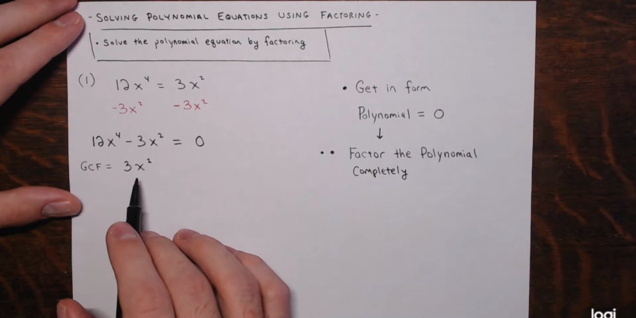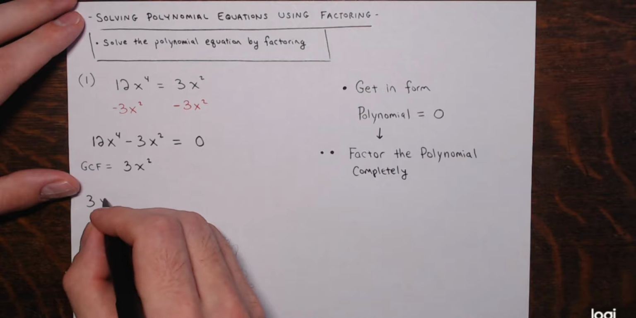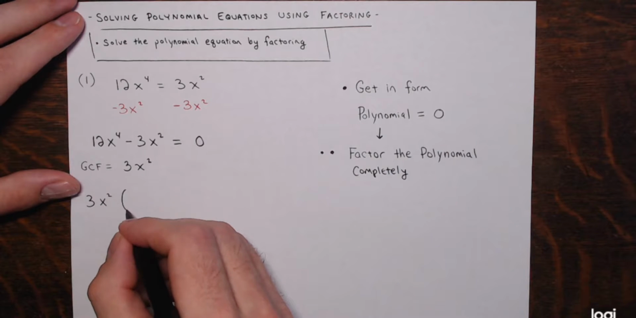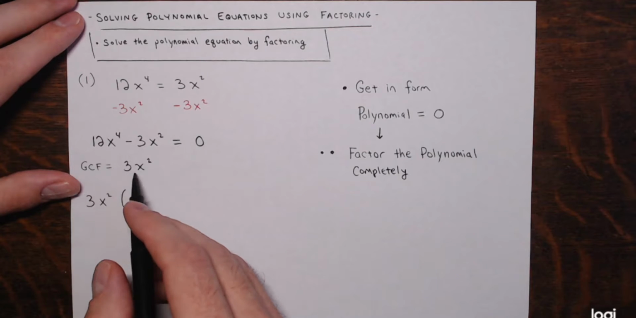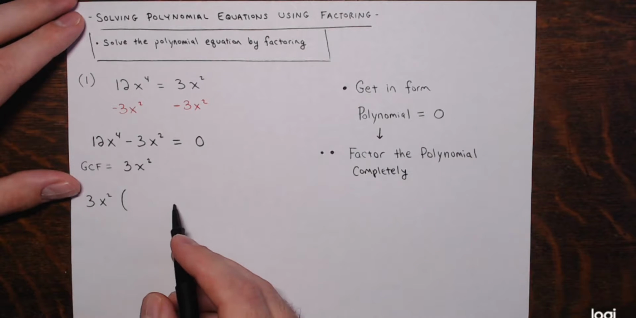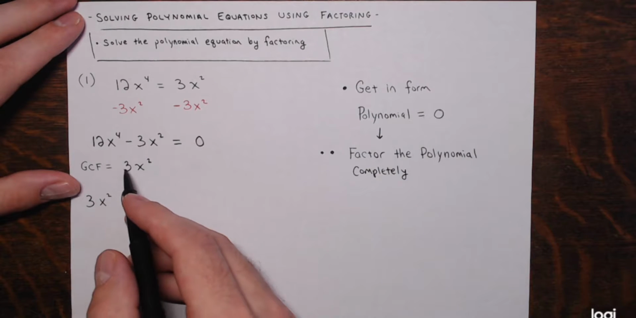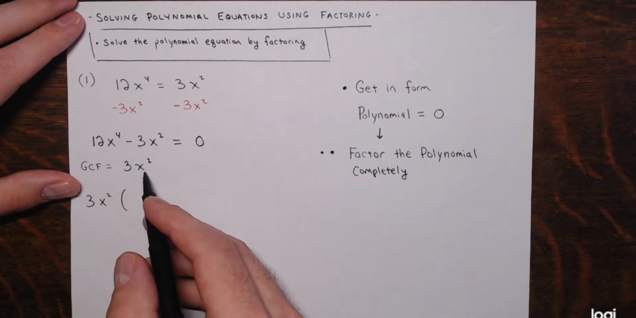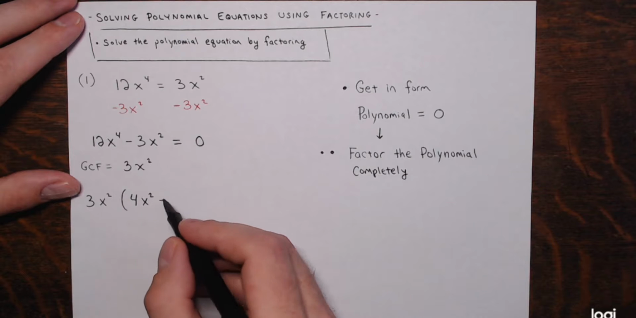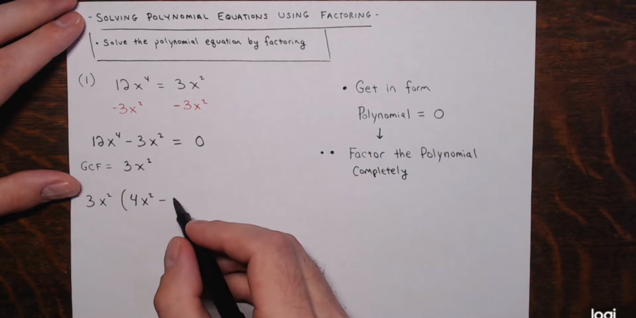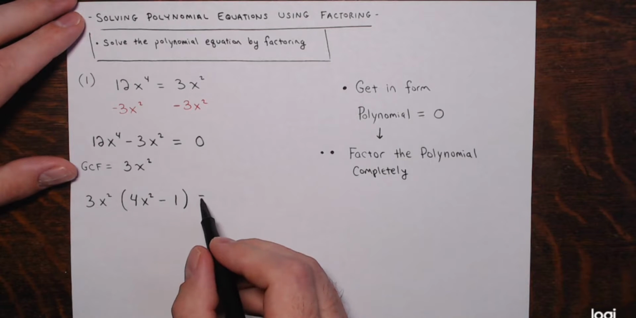So I pull out this greatest common factor first. We have 3 times x squared, that comes out. And then the remaining factor is just what's left over when I remove the greatest common factor. Now a quick way to find this is just divide each of these terms by 3x squared. So 12x to the fourth divided by 3x squared would be 4x squared. Minus, and then 3x squared divided by itself is 1. And then we still have equals 0.